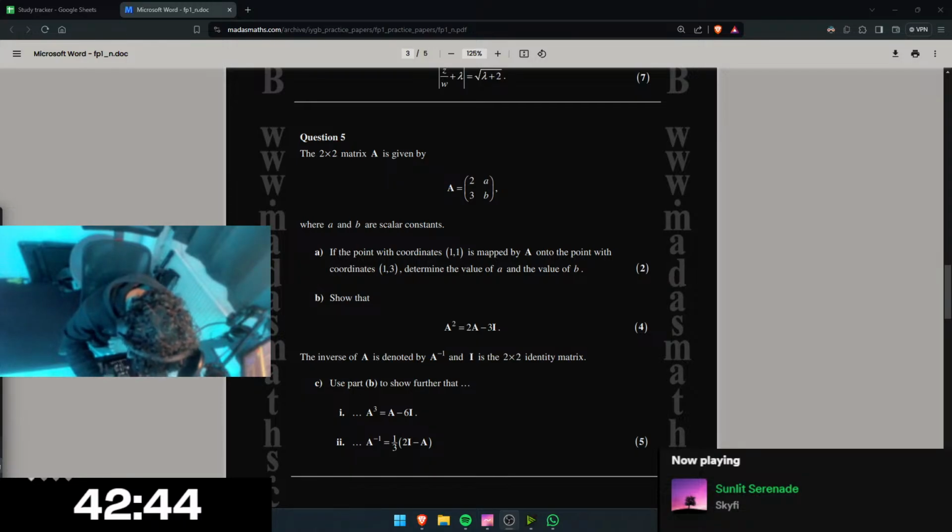Use part B to show further that... Bruh, you just got A times. I feel like I've done this question, something very similar, probably a while back when I was banging out matrices actually. Yeah, sure, we'll do it. A3 equals 2 minus 1 3 0.